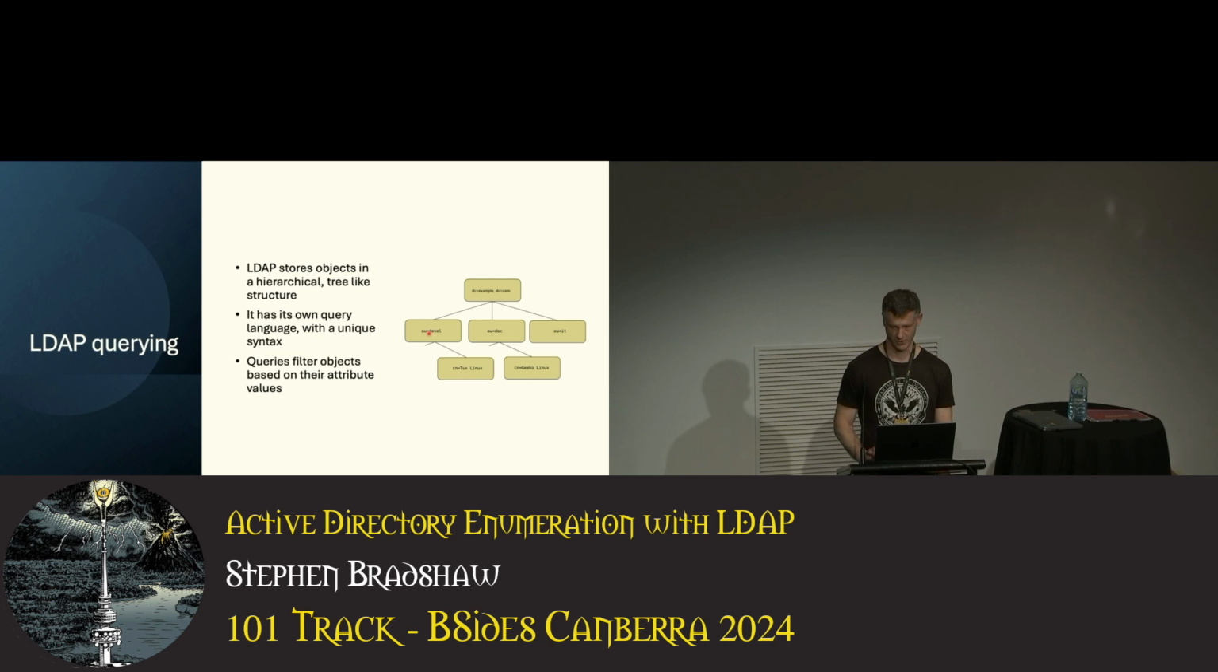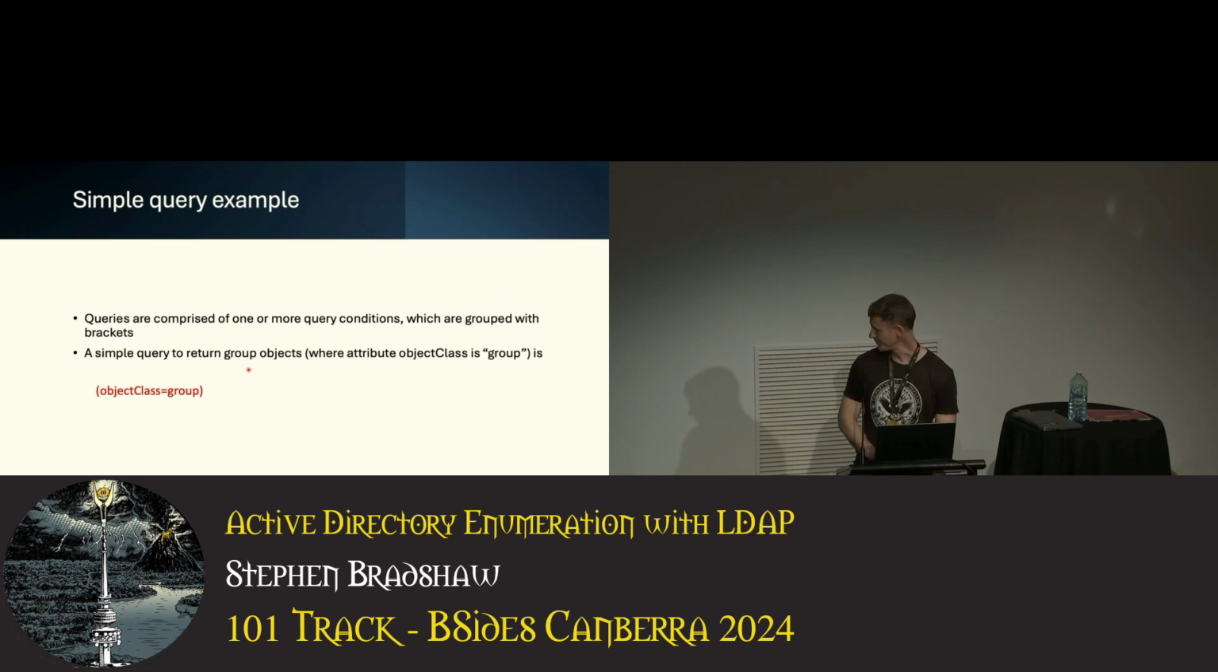LDAP also has its own very unique query language that we're going to have a look at in a moment. It takes a bit of getting used to, and it works by filtering objects to return based on attribute values. This here is a very simple example of an LDAP query. Each LDAP query is comprised of one or more query conditions, which are grouped together with sets of brackets. In this case, we're looking for the object class attribute of the object to be equal to the value of group. So as you might expect, this is looking for group objects.